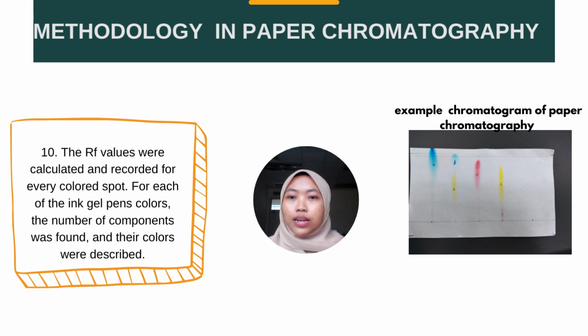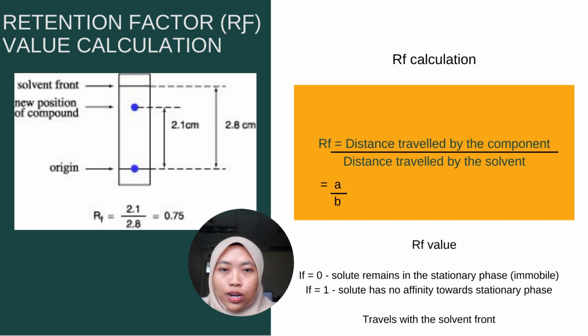So the last step is the RF values were calculated and recorded for every color spot. For each of the ink gel pen colors, the number of components was found and their colors were described. This is how to calculate the RF value. RF value is equal to the distance traveled by the component divided by the distance traveled by the solvent.